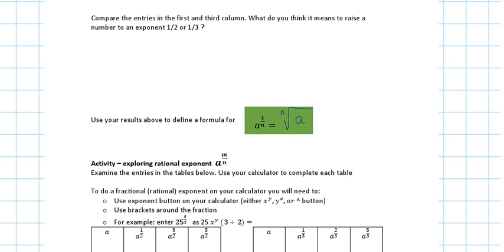So let's say if I have a to the power of 1 over 6, how would I write that as a root? Sixth root of a. Is that clear for everyone? Good.